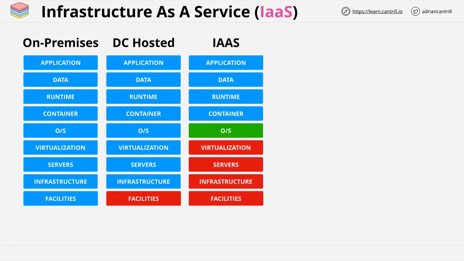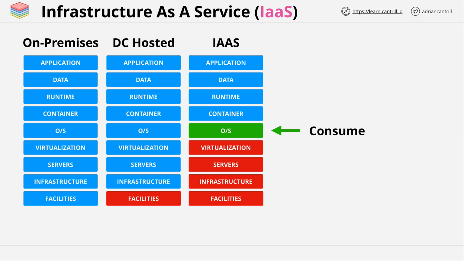With this model, the provider manages the facilities, the storage and networking, the physical server and the virtualization, and you consume the operating system. Remember, a virtual machine is just an operating system with a certain amount of resources assigned. It means that you still have to manage the operating system and anything above the operating system, so any containers, the runtime, the data, and your applications. So why use IaaS as a service model?